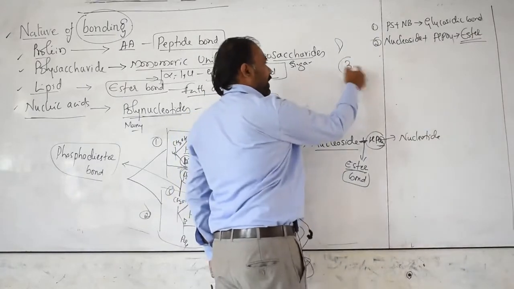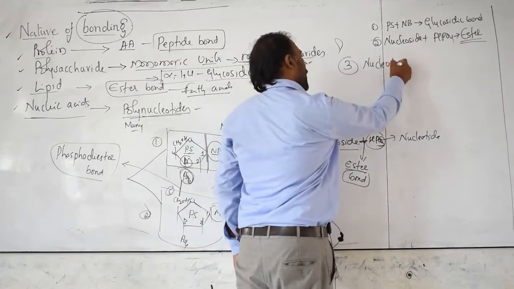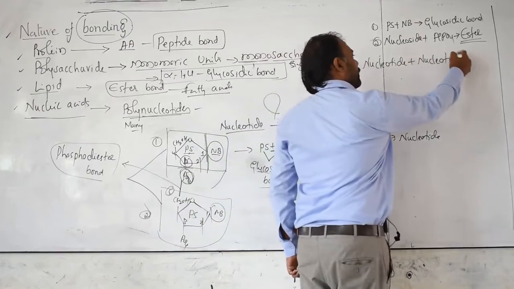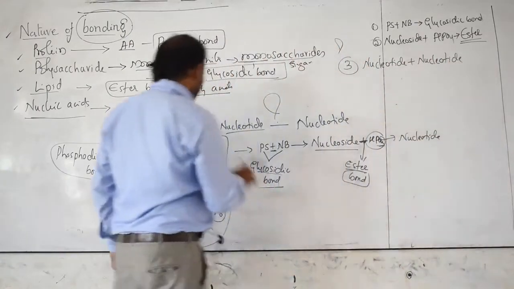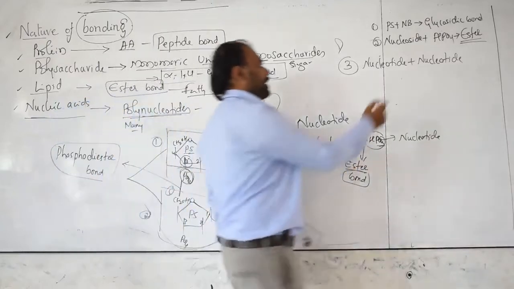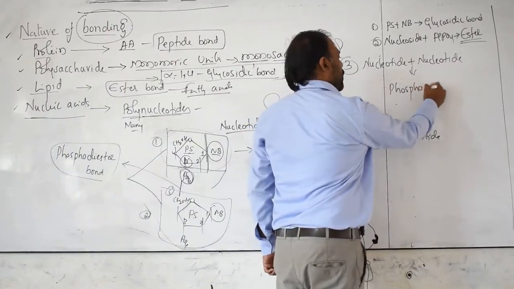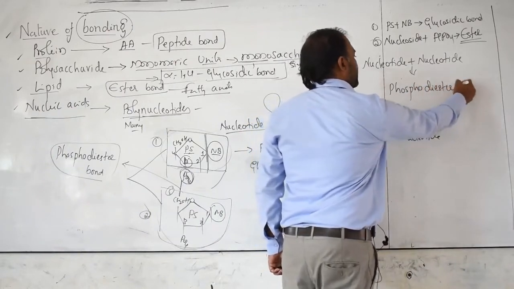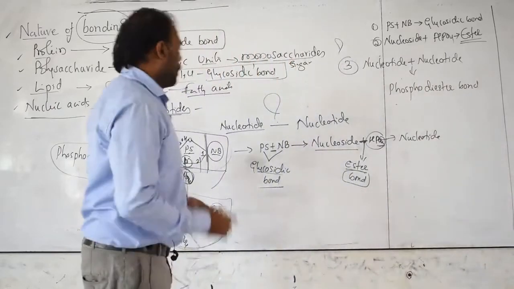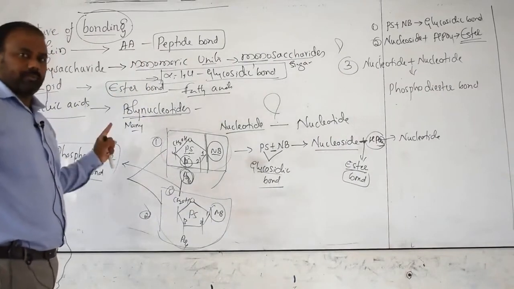And last, very important, is nucleotide plus nucleotide. I mean to say, one nucleotide holds the second nucleotide by means of which one? Phosphodiester bond. So this is our today's topic. I hope you understand the whole concept.